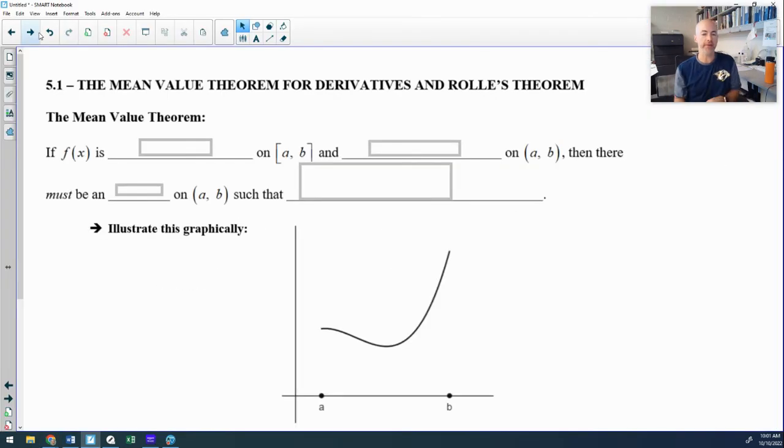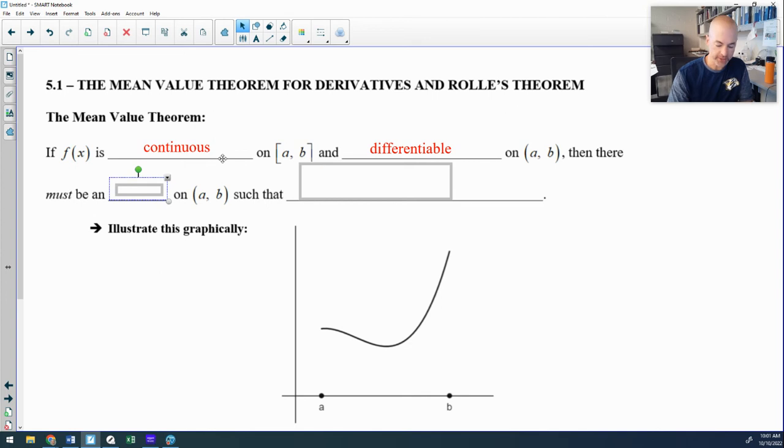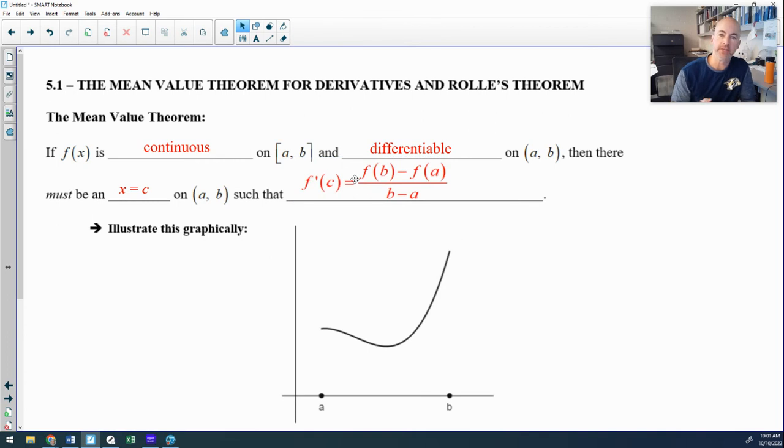So let's talk about the mean value theorem. And we'll just start off by giving you the mathy definition, which oftentimes is very difficult to understand. So we will illustrate it graphically. But the conditions for the mean value theorem are that your function f must be continuous on the closed interval a to b and differentiable on the open interval a to b. And if that is true, then there will always be some value c on the interval a to b, such that f prime of c equals f of b minus f of a over b minus a. So there is your mathy definition.